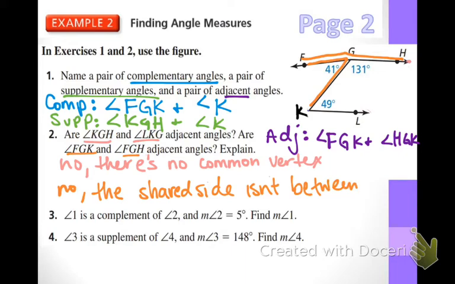The next two, it says angle 1 is a complement of angle 2. Complement means two angles that add up to 90. So I know one of them is, the measure of angle 2 is 5 degrees. So how do I find the measure of angle 1? Subtract 5 from 90. So the measure of angle 1 is 85. Good.